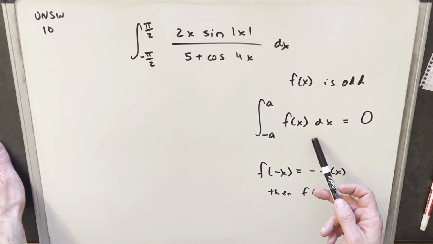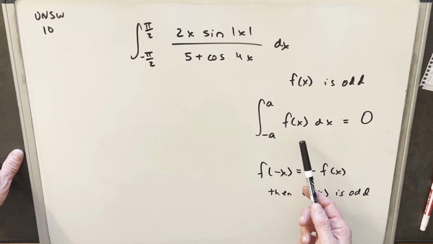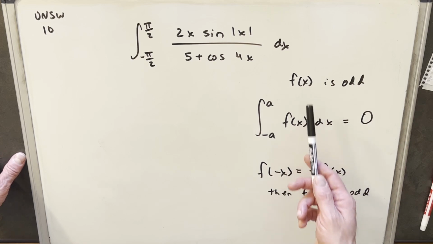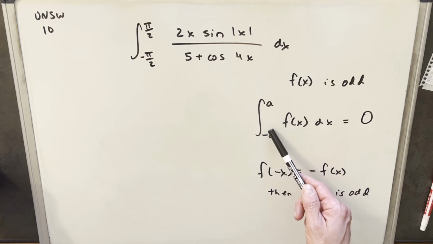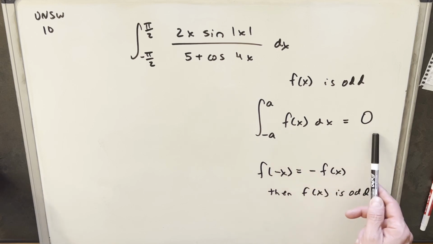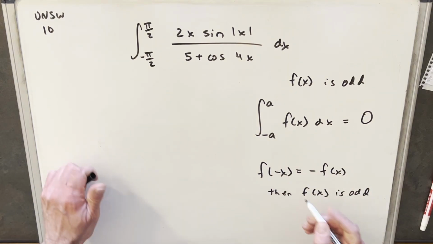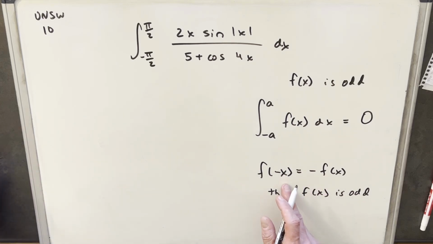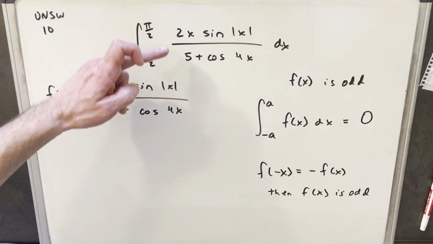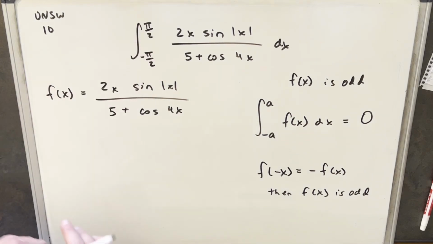Okay, so over here on the right, we've got this property that tells us if f of x is odd and the bounds are symmetric around the y-axis, the whole integral is going to be 0. And just as a quick review, what is an odd function? Well, an odd function has this property here. If this function is odd, then if we plug in minus x, we'll just get back the negative of the whole function. Our function f of x is just the whole integrand. We just want to show that this is odd.